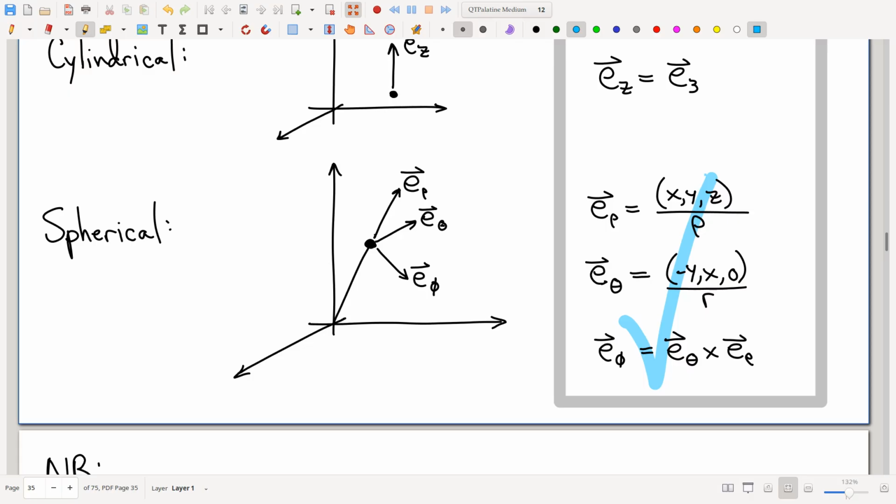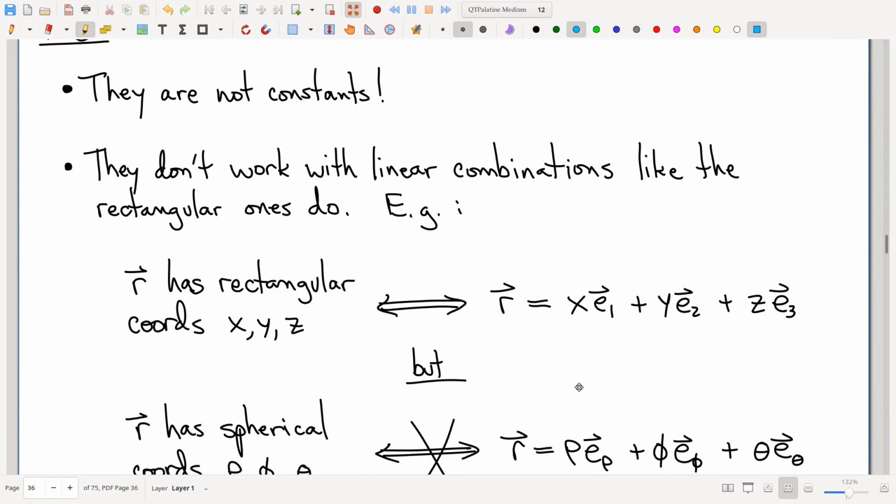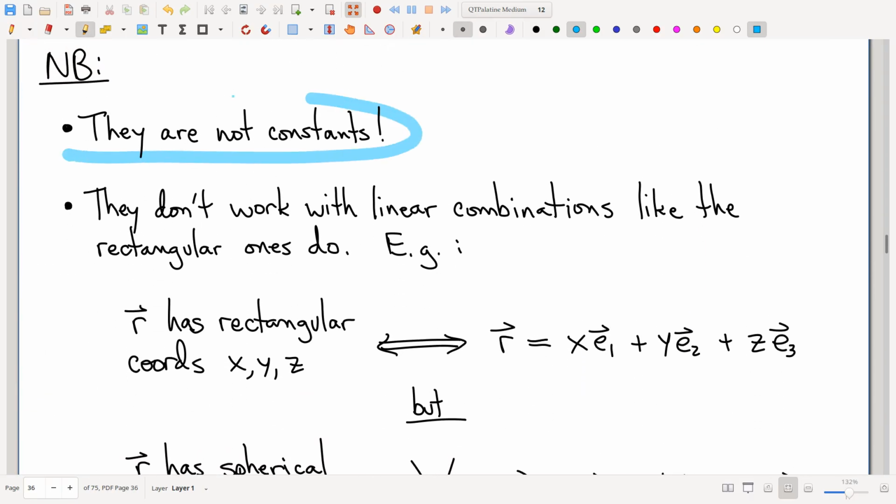So a couple things to notice. First of all, notice they're not constants, right? They're formulas. There's no formula for e1, e2, e3 in rectangular coordinates. They're constants. No matter where you look, e1, e2, and e3 are always the same. Not for these other coordinate systems, right? The spherical standard basis vectors change depending on where you are, which is a little weird and a little bit confusing. Anyway, it is what it is, so heads up on that.